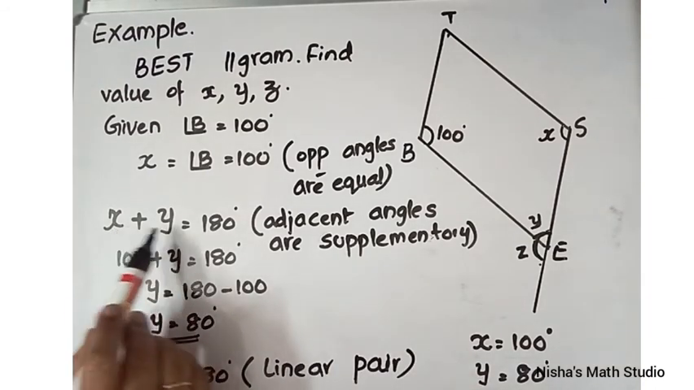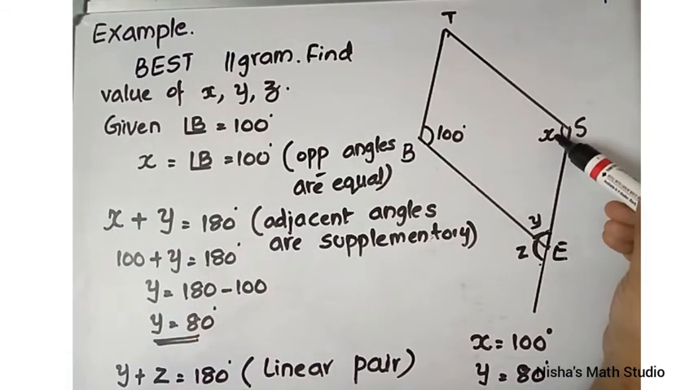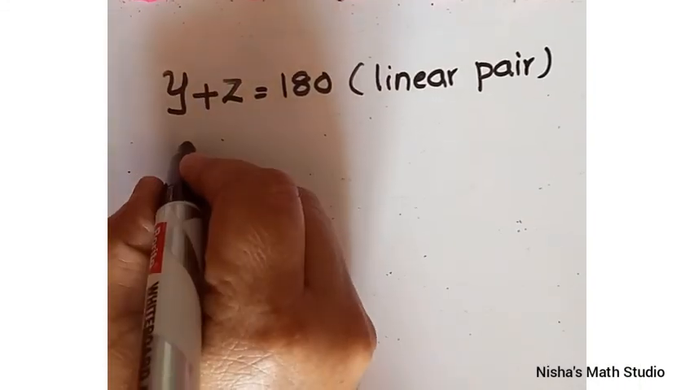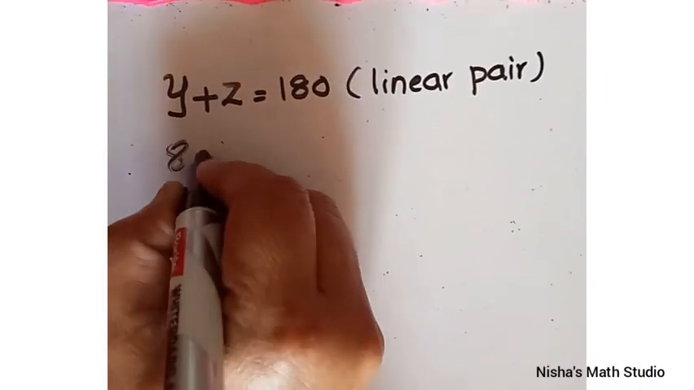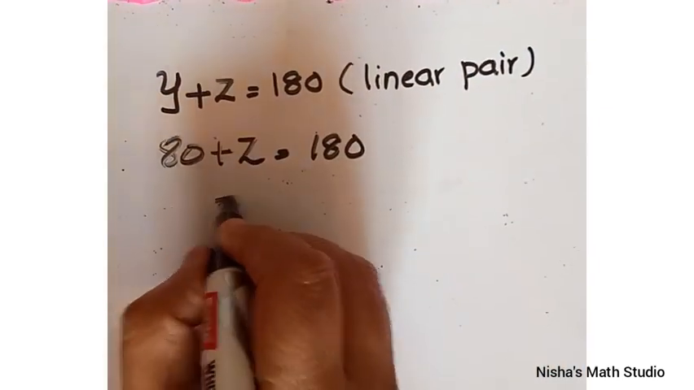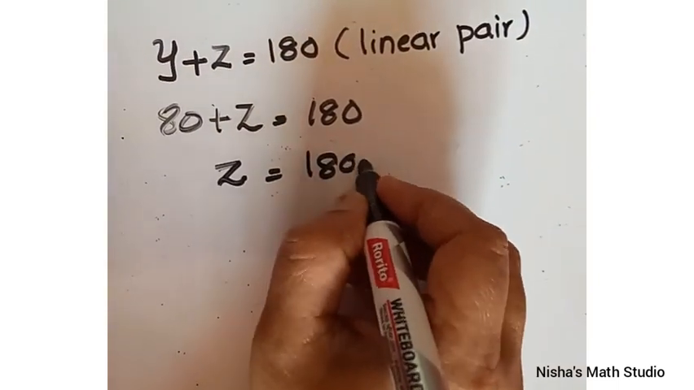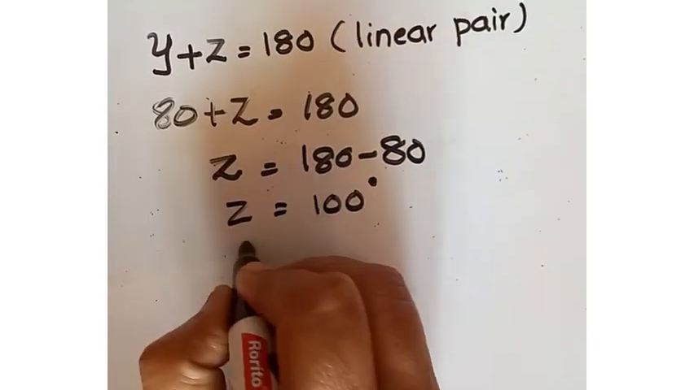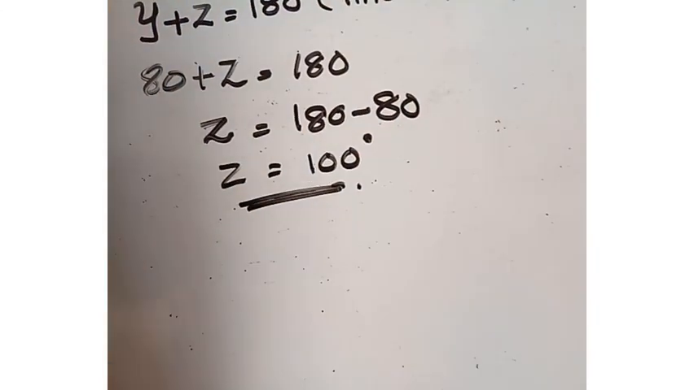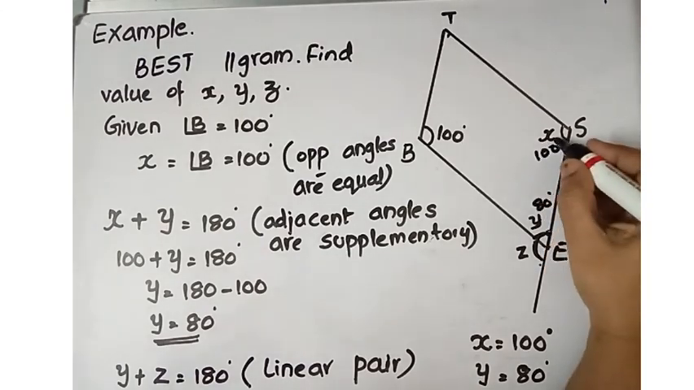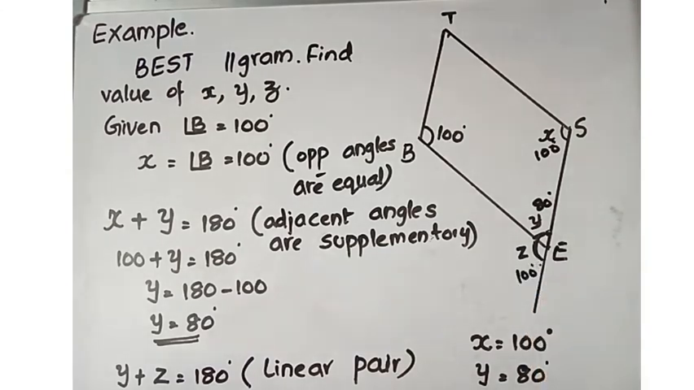Here also we said X plus Y is equal to 180, but X and Y were adjacent angles of the parallelogram. But Y and Z are a linear pair. We know the value of Y, which is equal to 80. So 80 plus Z is equal to 180. Z will be equal to 180 minus 80, which is equal to 100 degrees. So the value of Z is 100 degrees. So X I got as 100, Y is 80 degrees and Z is again 100 degrees.